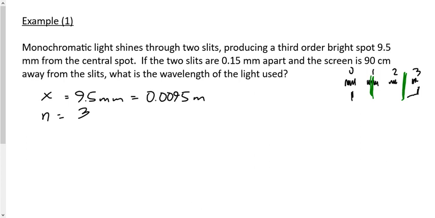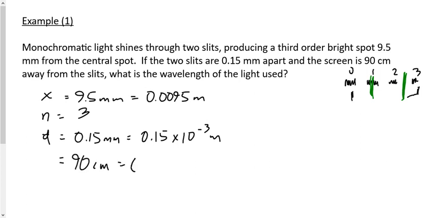Okay, what is this value? 0.15 millimeters. What is that? It's a little d, yeah? I'm going to convert that to meters right now. 0.15 times 10 to the minus 3. I could move the decimal place, but 10 to the minus 3 is easier, I think. 90 centimeters away. That's 0.90 meters, by the way. What variable is that? That's L.